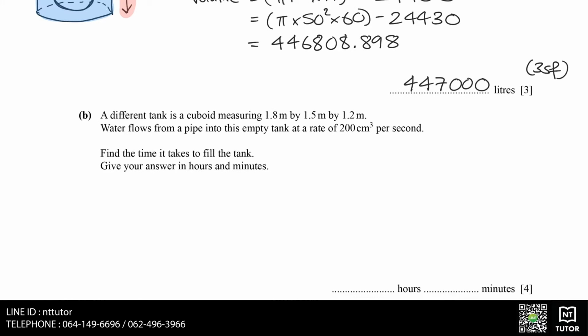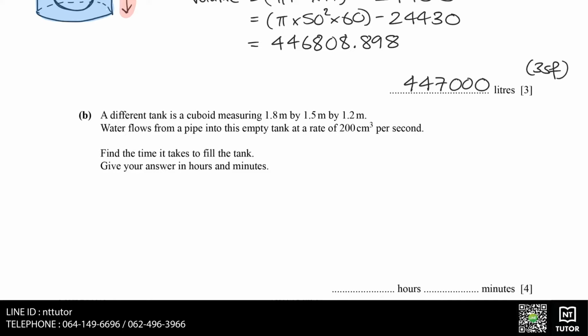B. A different tank is a cuboid measuring 1.8 meters by 1.5 meters by 1.2 meters. Water flows from a pipe into this empty tank at a rate of 200 centimeters cubed per second. Find the time it takes to fill the tank. Give your answers in hours and minutes.